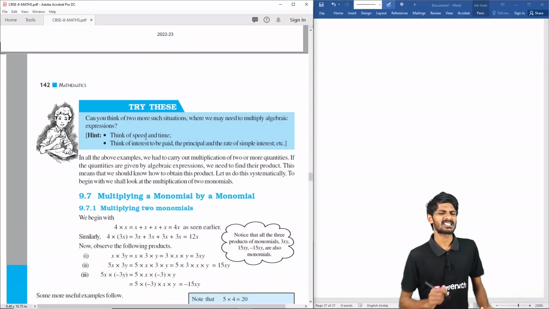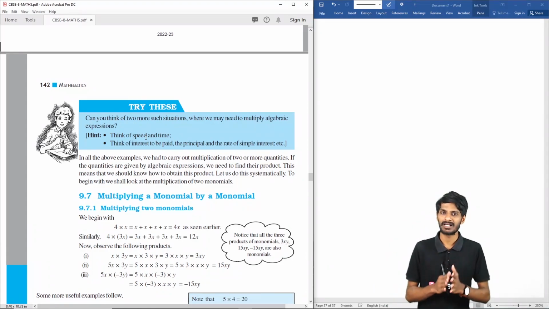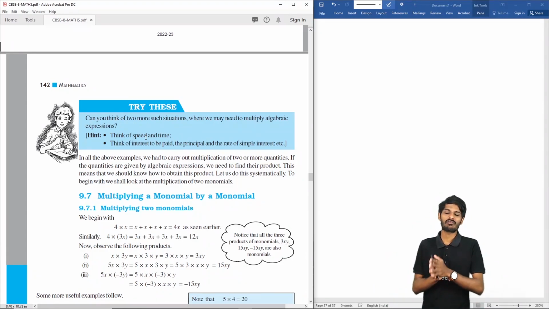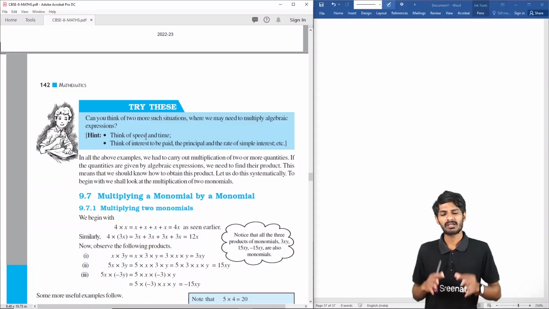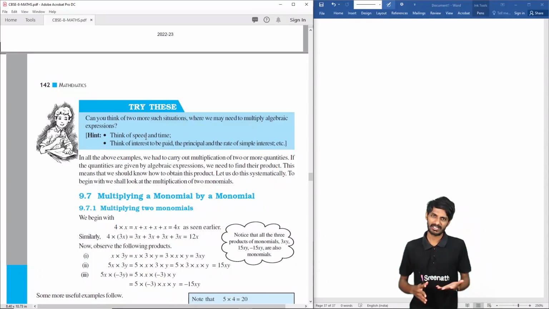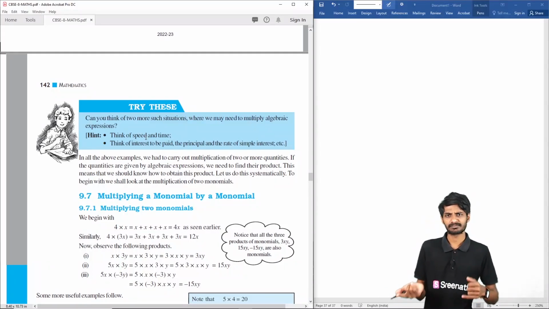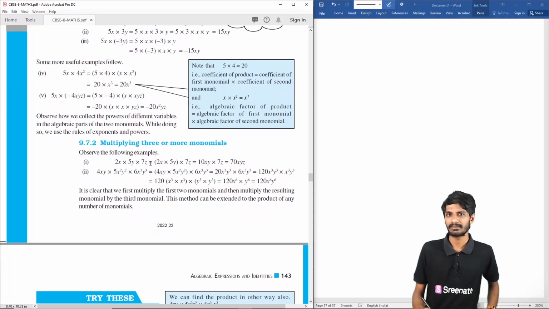So in this present chapter, students, we are going to discuss mainly about the multiplication of algebraic expressions. How to multiply different algebraic expressions, where the main concentration is on multiplication. Why? Because we have discussed addition and subtraction in the previous class, in the 7th class. That's why we are going to discuss multiplication here.